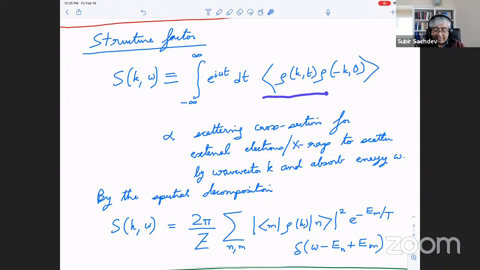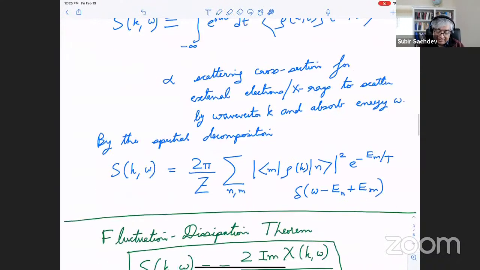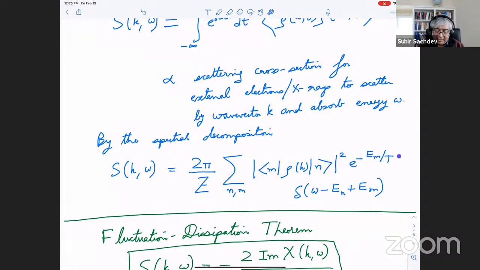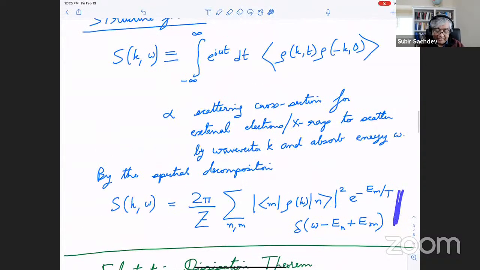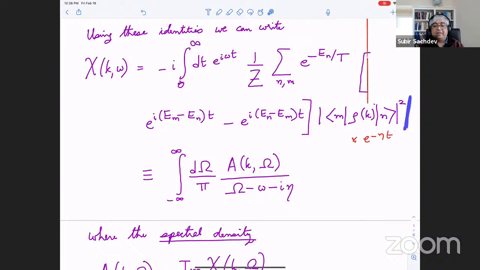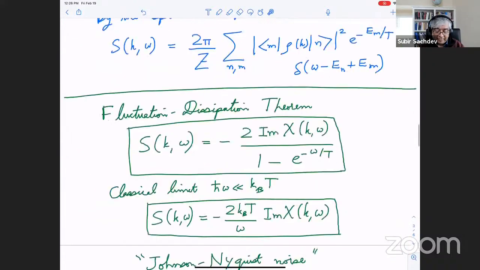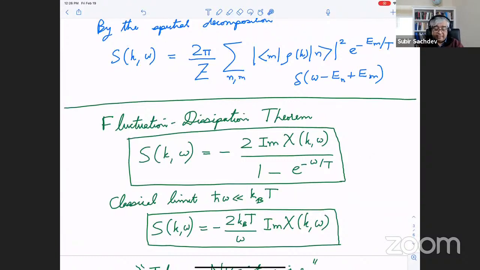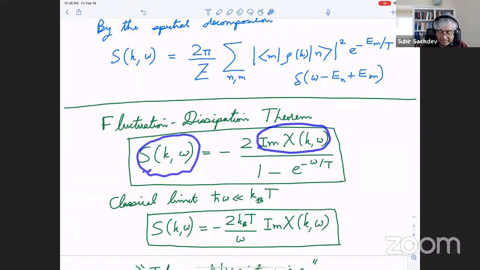All right, so now you apply the spectral decomposition to this object, just like we did for chi, and you go through the same set of analyses and you end up with this expression. Now you take this expression and compare it to the expression here for Im chi, and you notice that you can relate one to the other. That gives you the famous fluctuation dissipation theorem. This is the expression in our conventions. The dynamic structure factor is proportional to the imaginary part of chi times this Bose factor, sometimes called the detailed balance factor, 1 minus e to the minus omega over T.